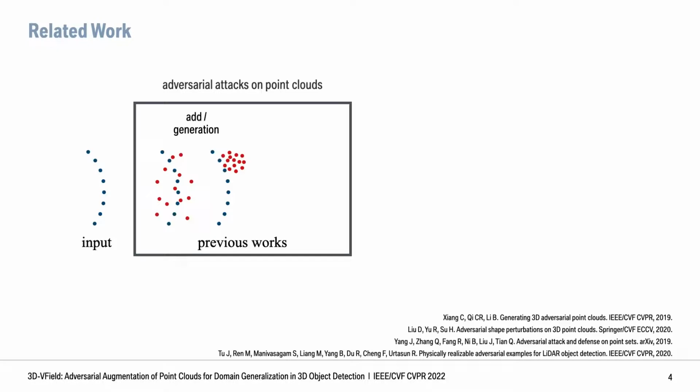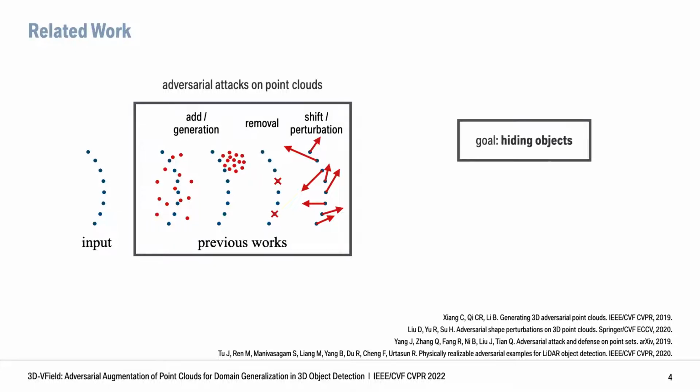If we look at related works on point clouds, adversarial attacks add new points, remove them, shift them, or do a combination of these. The goal of these methods has always been hiding the objects by making them undetectable. In fact, they are all sample specific, so they overfit on each single sample, and none of them considered the 3D sensor capturing the point clouds.